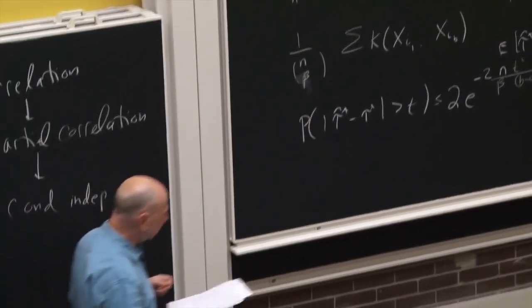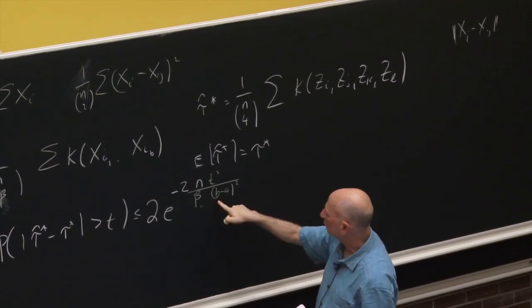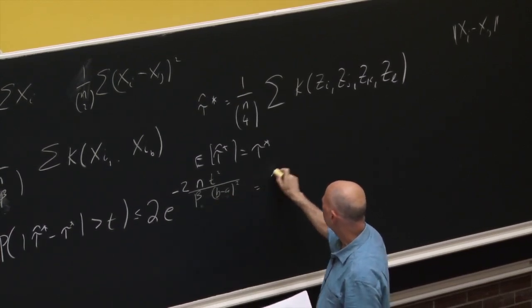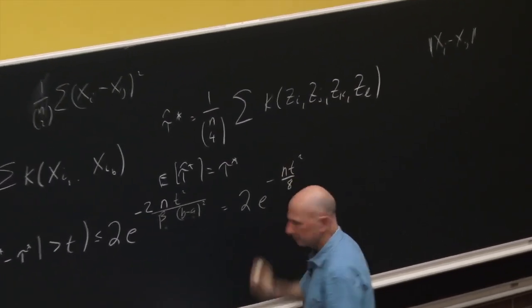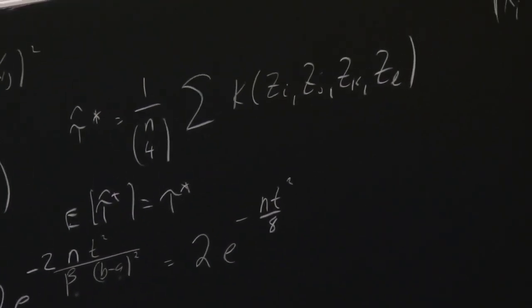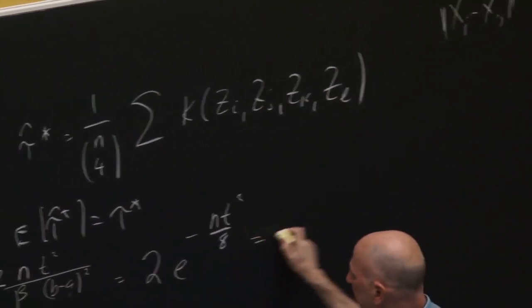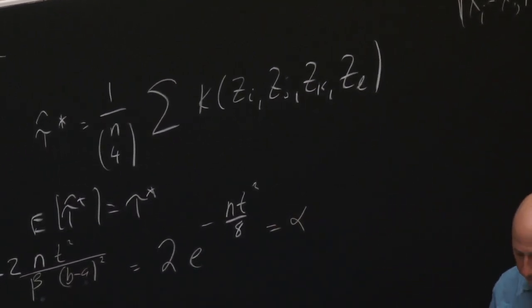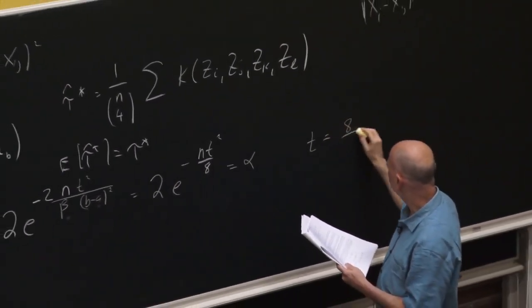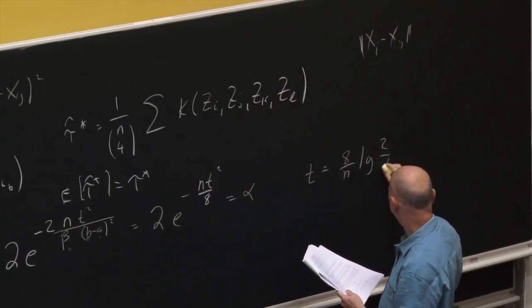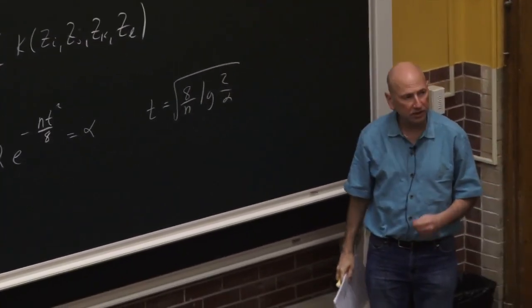Okay. So in our case, for this thing, beta is 4. And since this goes from -1 to +1, this is 2. So this is 2 squared. So we get 2e to the minus n t squared over 8. And since we have a U statistic with bounded range, we just use Hoeffding's inequality and we can set this equal to alpha and we get a confidence interval. So if I solve now for t, you're going to get t equal to 8 over n. And so that gives us a confidence interval for the tau star statistic.